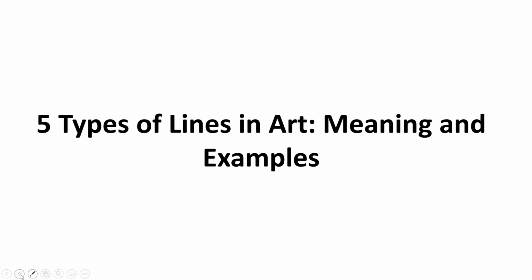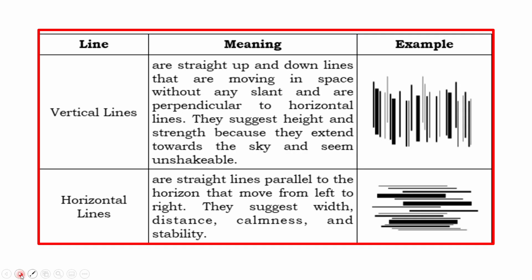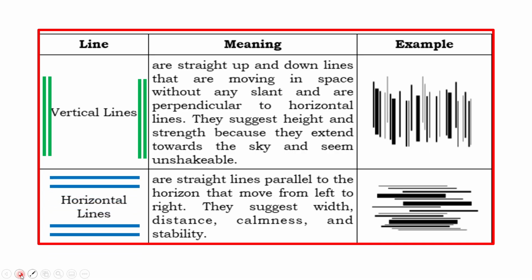Five types of lines in art, meaning and examples. Vertical lines are straight up and down lines that are moving in space without any slant and are perpendicular to horizontal lines. They suggest height and strength because they extend towards the sky and seem unshakable. Horizontal lines are straight lines parallel to the horizon that move from left to right. They suggest width, distance, calmness, and stability.